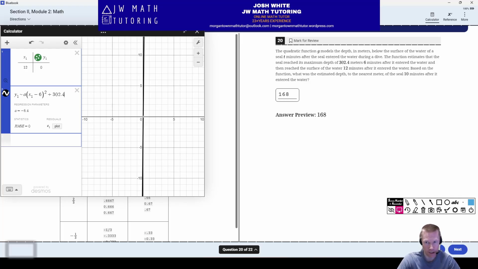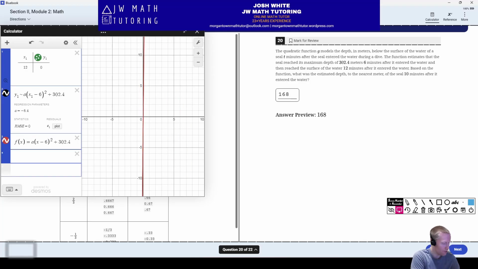So now the question is, what is this equal to when x is 10? So there's two ways you could do this. You could just do f of x equals a times x minus 6 squared plus 302.4, and you could say, well, what is f of 10? It's 168. That's one way to do it.